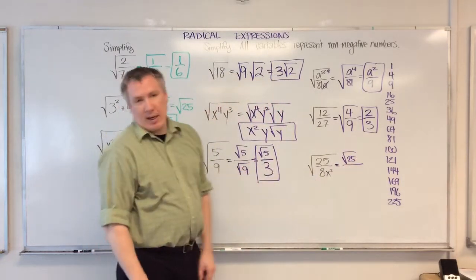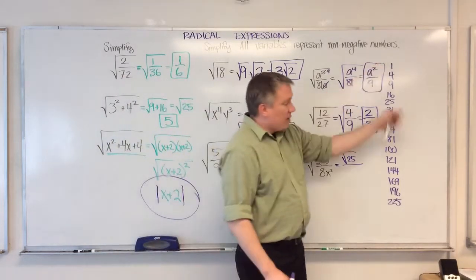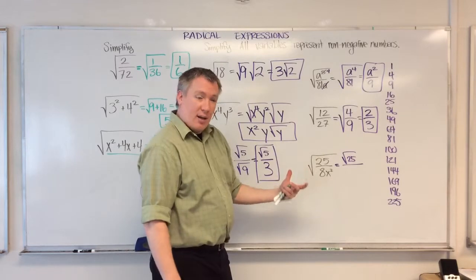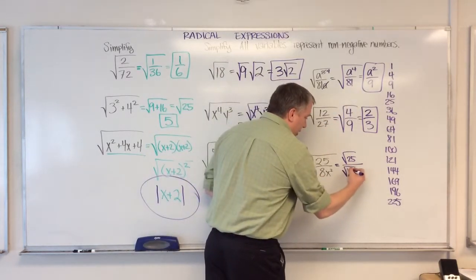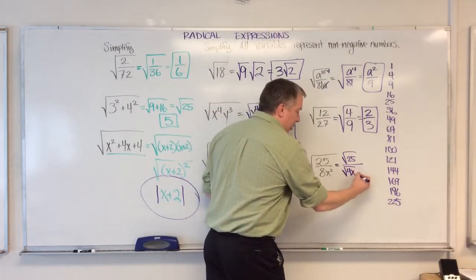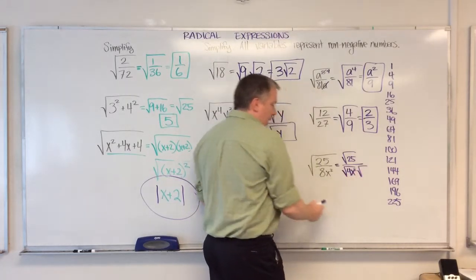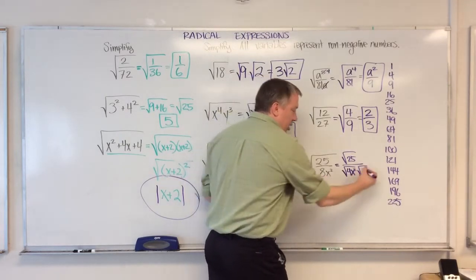Now on the bottom, I can't take the square root of 8. But there is a number on this list that goes into 8 that I can, and that number is 4. So I'm going to write the square root of 4, and guess what? I can take the square root of x squared, so I will put that in there. And what remains, after all is said and done, is I need a 4 times 2 to get that 8.